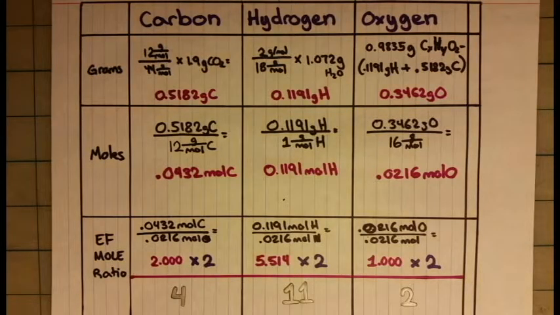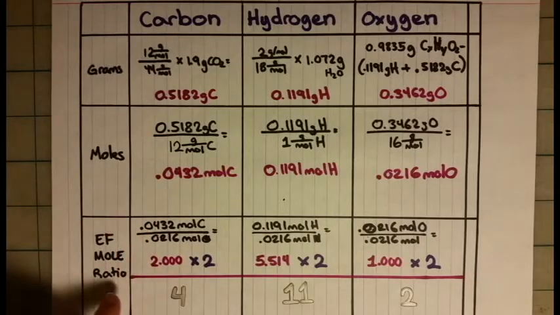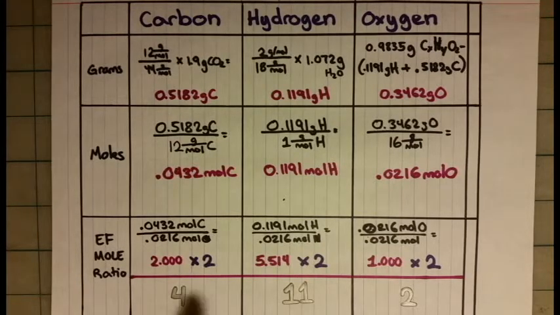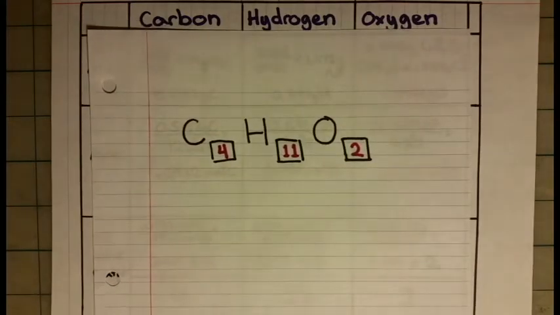I have reorganized all the information into a table, just as in the videos. This shows us the full process, going from grams to moles to the empirical formula ratio, and finally finding that carbon has 4, hydrogen has 11, and oxygen has 2. The final compound should look as follows. This is the answer to the question. Multiple choice D. Thank you.